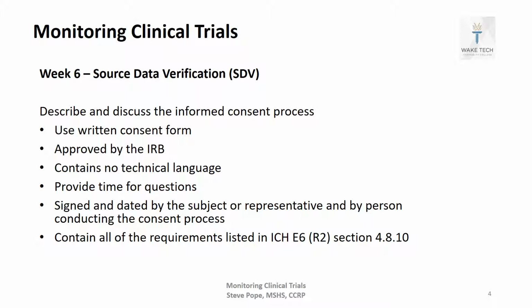And then finally, the informed consent should contain all of the requirements listed in ICH E6, section 4.8.1. Now, in your monitoring, when you get out on the site, these informed consent documents have already been reviewed by the sponsor. They've been reviewed by the IRB. So you're not going to run into too many issues where something that is missing from those requirements is going to be in an informed consent document that was used to consent the subject. But it is important that we be familiar with what those requirements are.